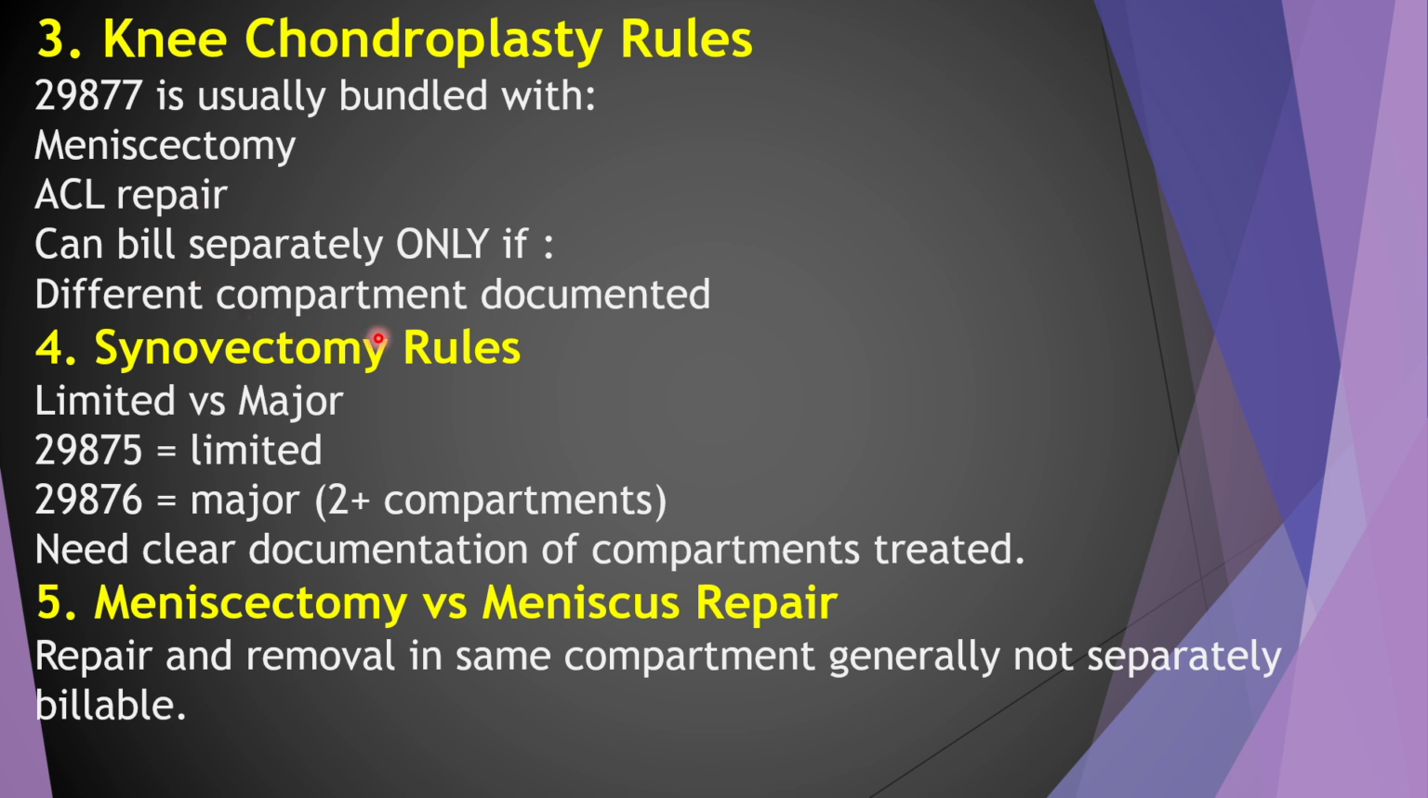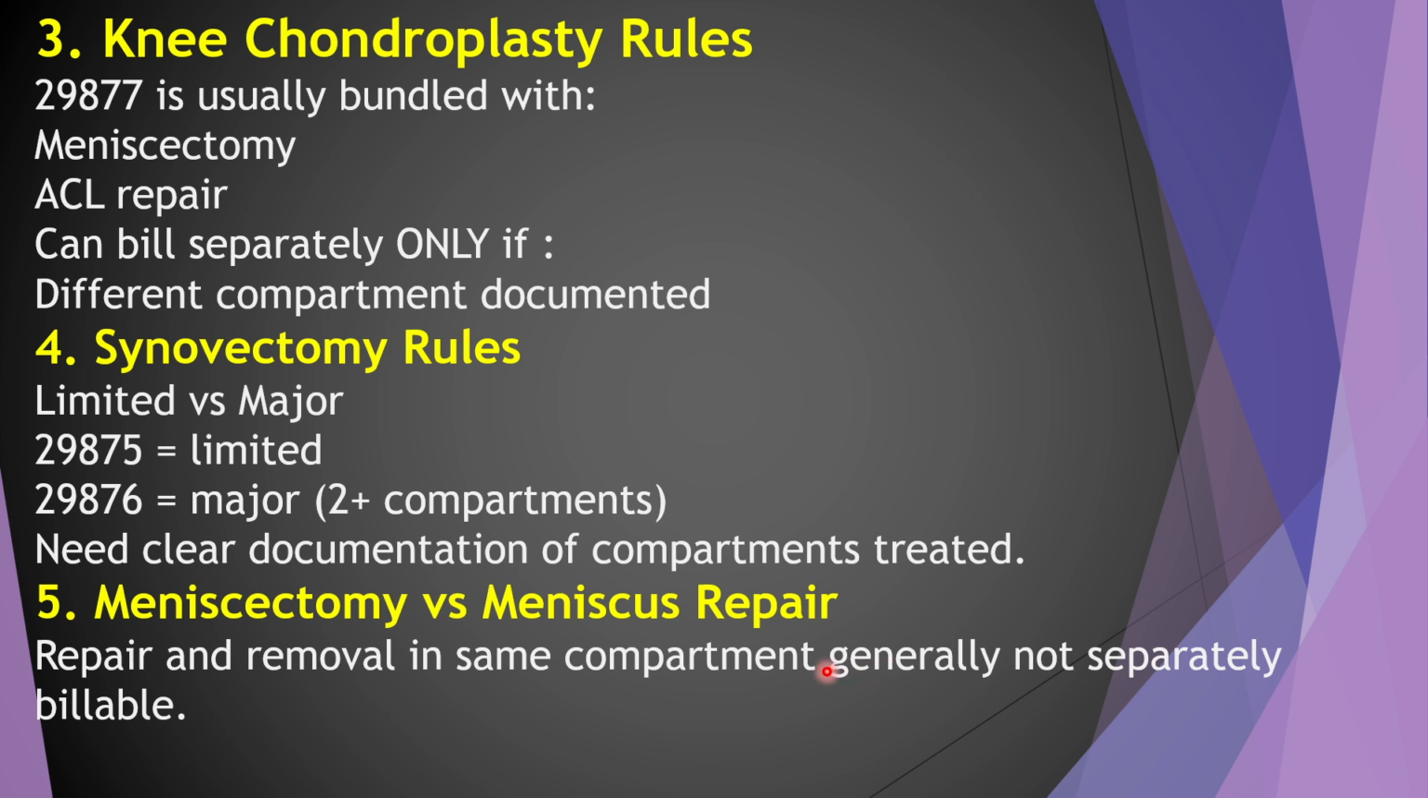Now coming to the synovectomy rule, limited versus major. In synovectomy, 29875 is limited and 29876 is major. For example, in the knee there are three compartments. If one compartment is treated, it will be 29875, limited. If two or more compartments are treated, then 29876. So we need clear documentation of which compartments have been treated.